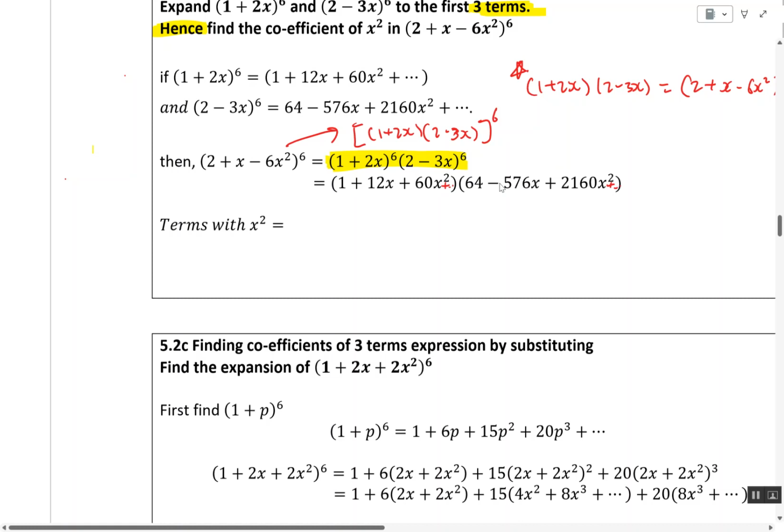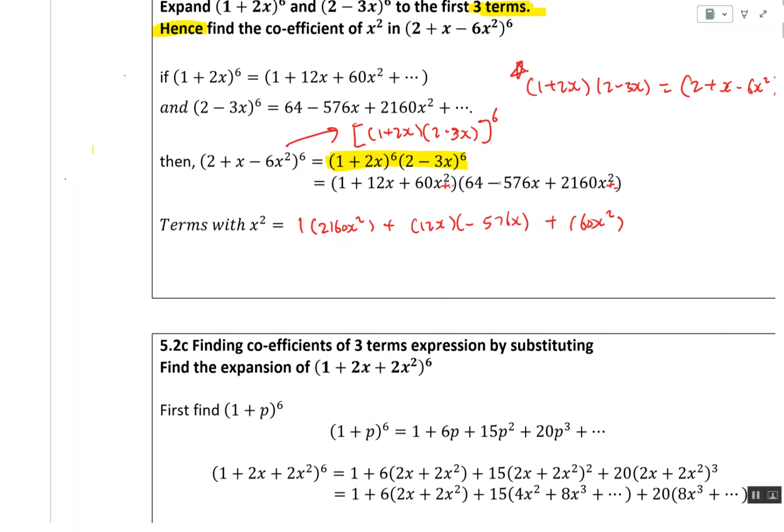So 1 should be multiplying by your other x squared term, which is the 2160. So 1 times 2160x squared plus 12x times negative 576x plus 60x squared times 64. Then simplify this, you should get negative 912x squared. So just end off by writing, therefore the coefficient of x squared equals negative 912, that's all.